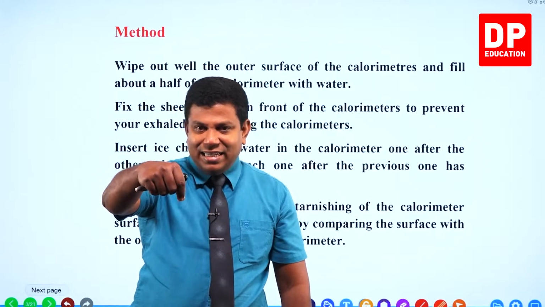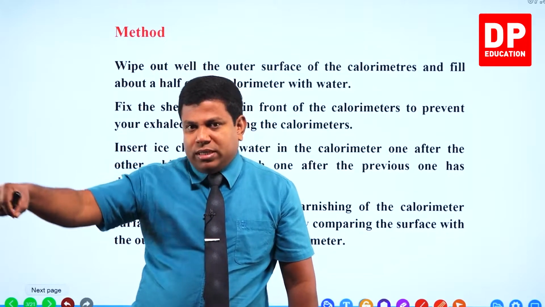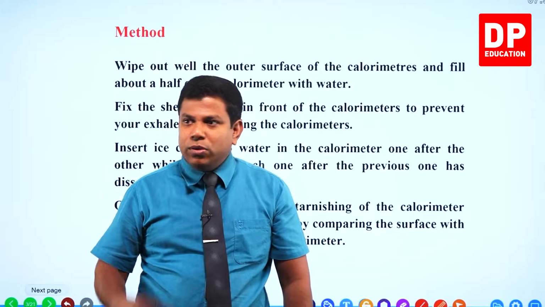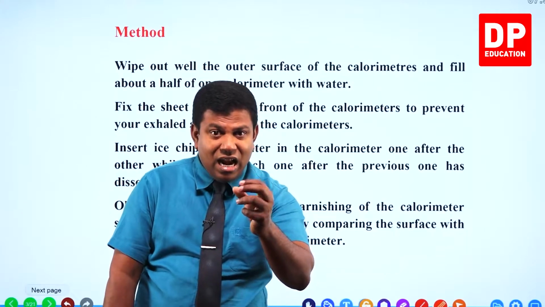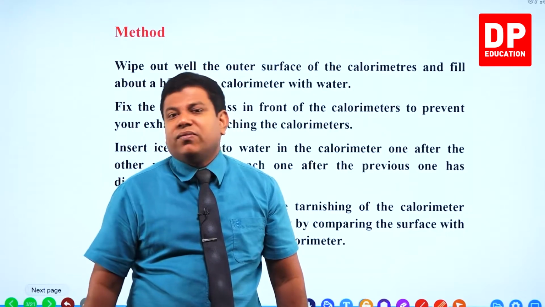You take that glass bottle with cool drink and keep it outside. What will happen after a few seconds? You will see a lot of water drops, not just the mist. Larger water drops will be formed on the outer surface of that bottle.